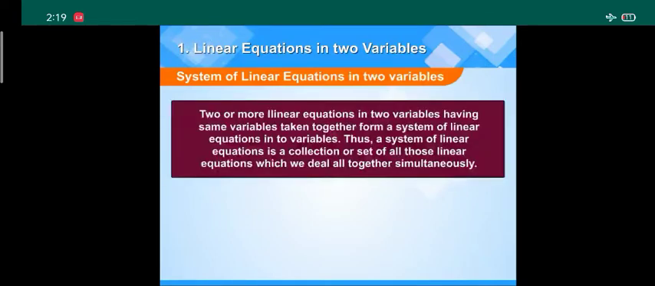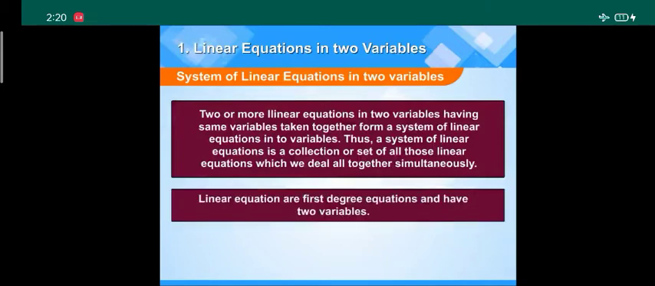Two or more linear equations in two variables having the same variables taken together form a system of linear equations in two variables. Thus, a system of linear equations is a collection or set of all those linear equations which we deal with all together simultaneously.